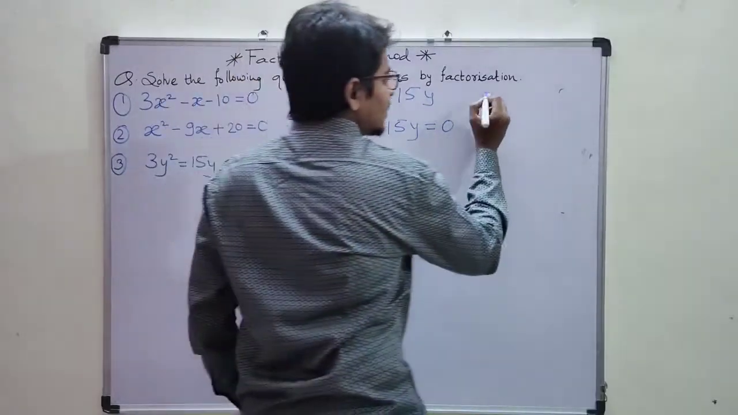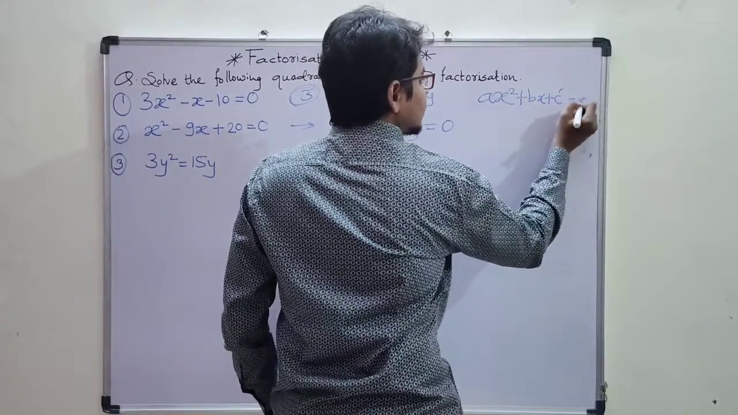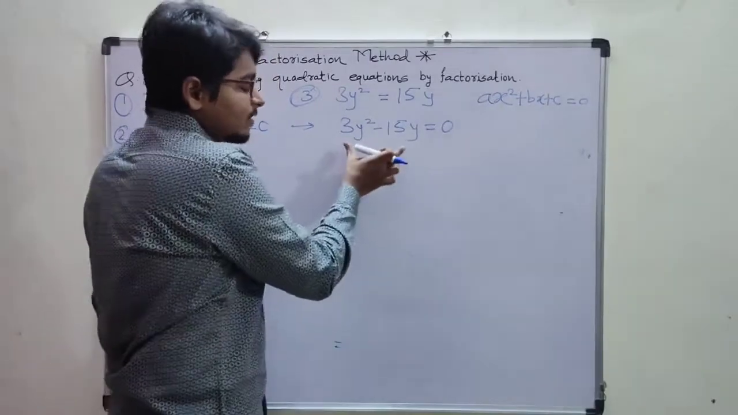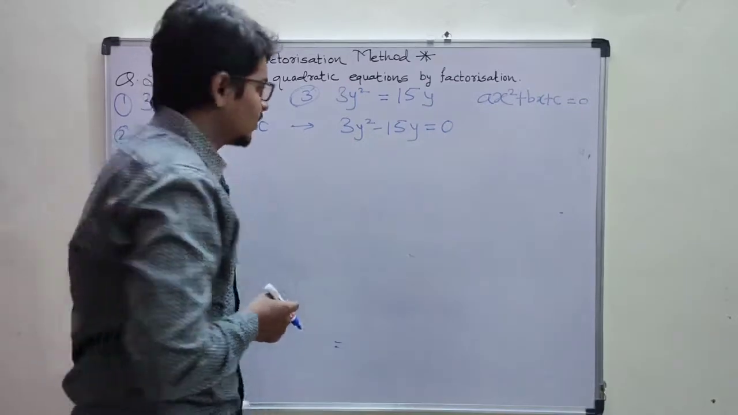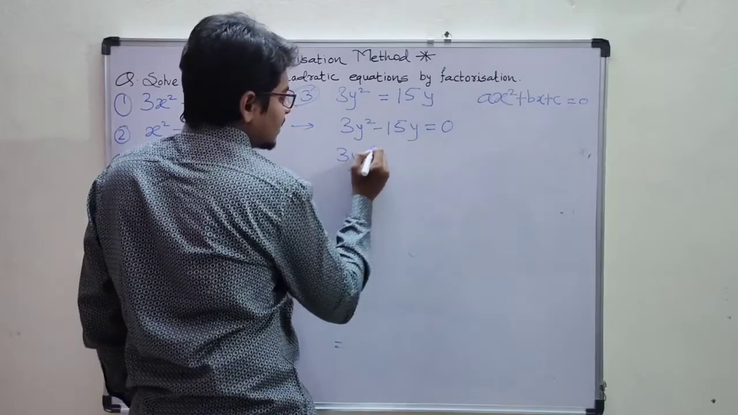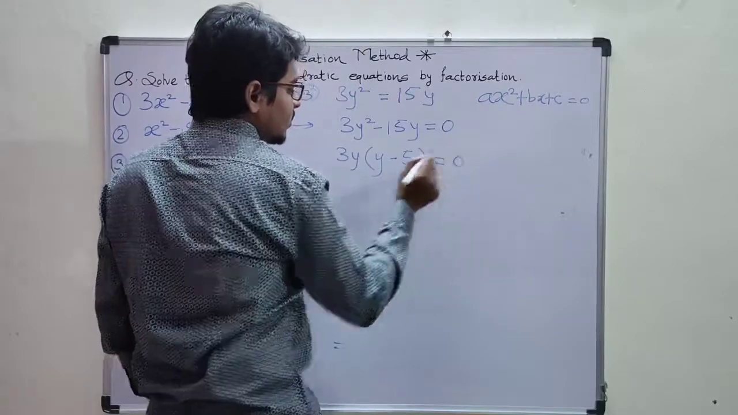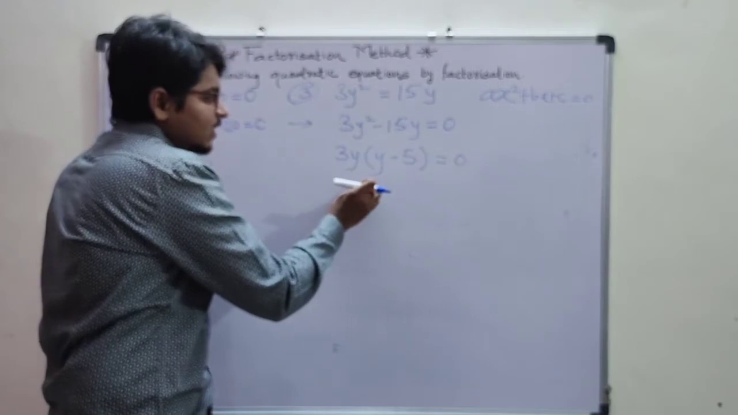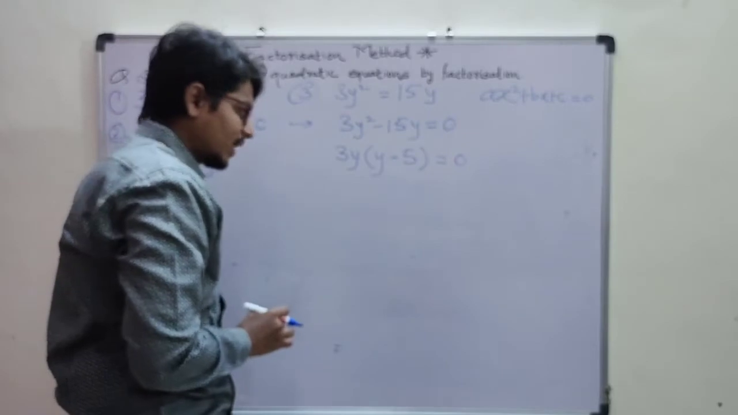Now what is our general or standard form? ax square plus bx plus c equal to 0. Here c is missing. But if you observe carefully, you can find two terms directly from here. Taking 3y common, 3y into y minus 5, since 3 times 5 is 15, is equal to 0. Now this is one term and this is another. If you take their multiplication, you will get 3y square minus 15y.